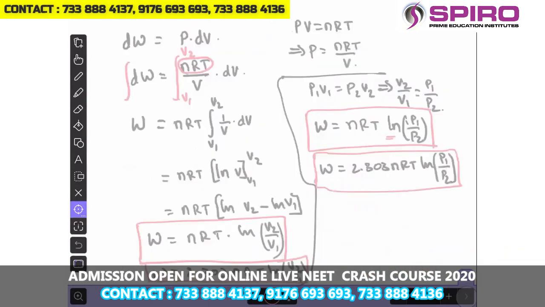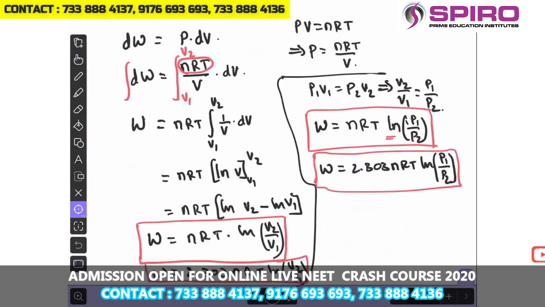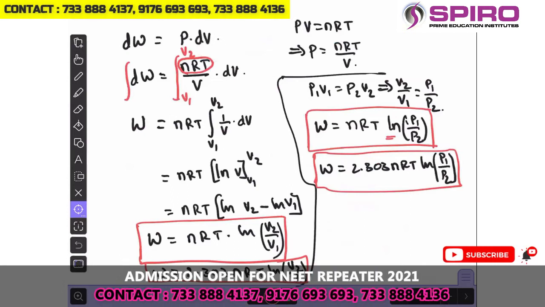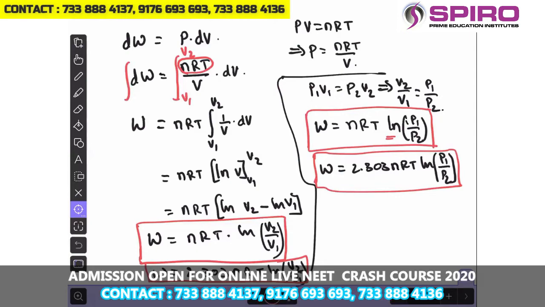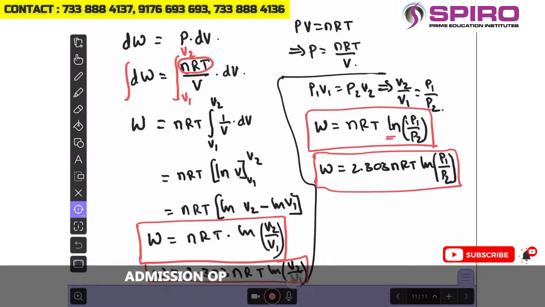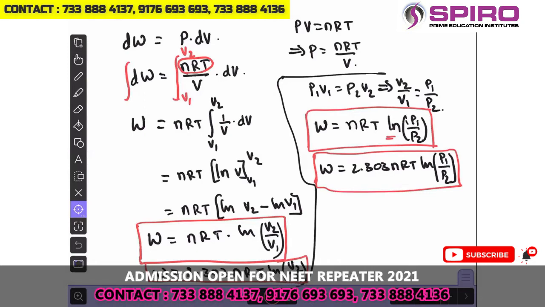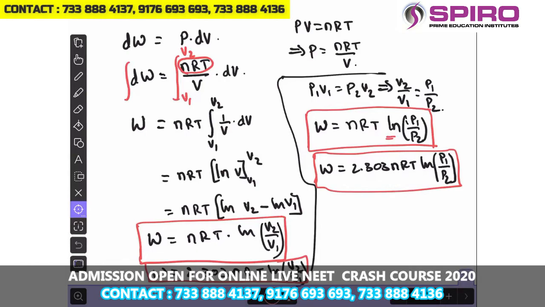The work done dW is given as P dV, and this calculation we have already seen in the initial stages of thermodynamics, in the very beginning slide. Taking the integral, W equals nRT times the integral of 1 by V dV. With the help of the ideal gas equation, the isothermal work done can be given as nRT ln V2 by V1, or 2.303 nRT log V2 by V1. It is not ln, I'm sorry, this will be the decimal log.